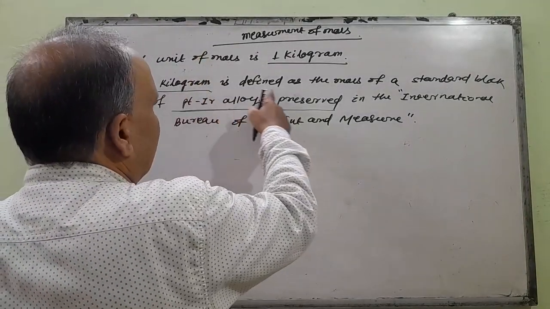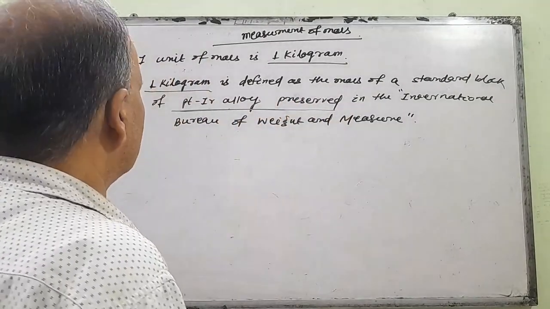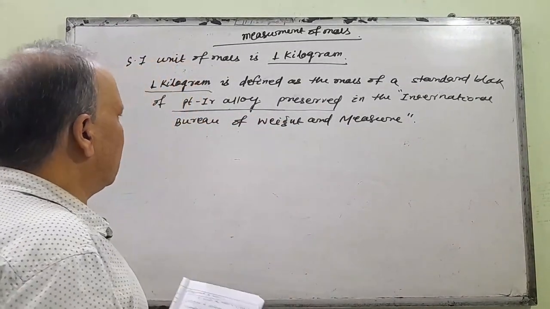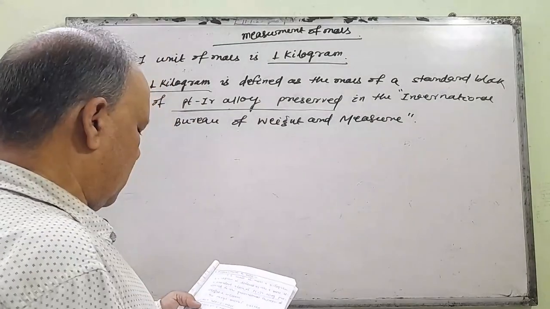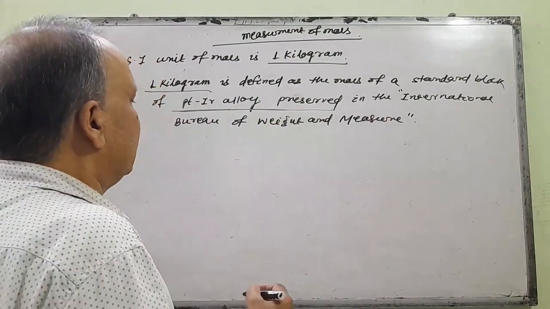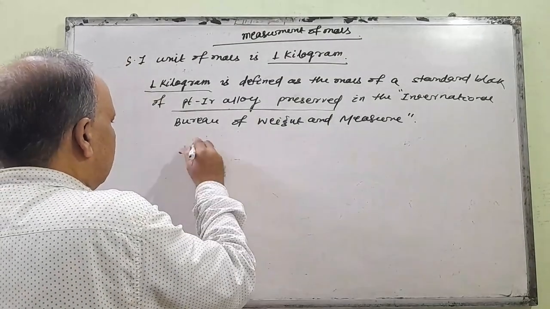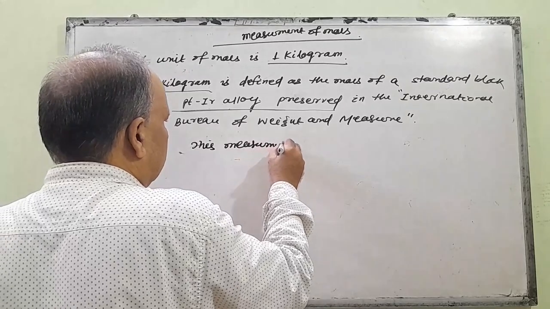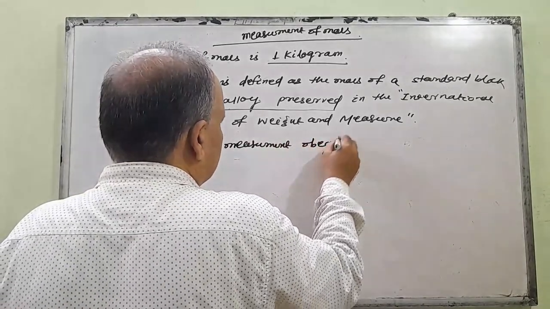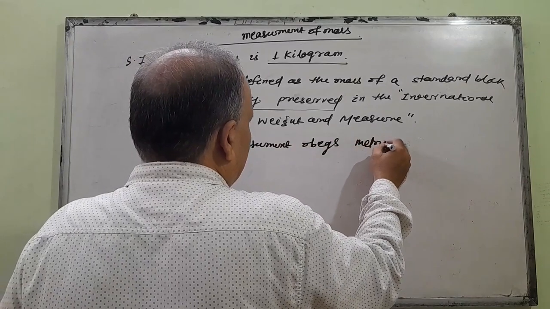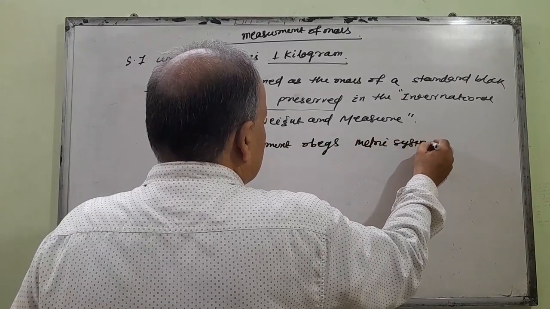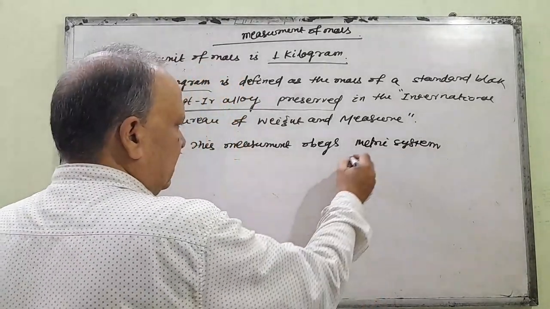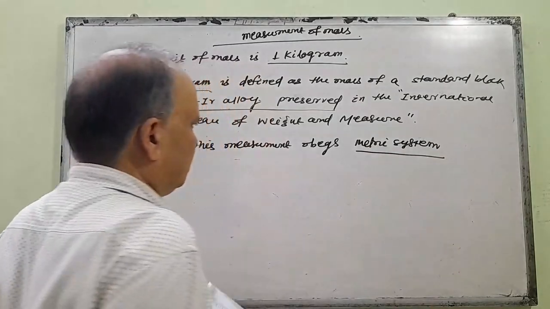1 kilogram is defined as the mass of a standard block of platinum and iridium alloy preserved in the International Bureau of Weight and Measure. And you see, it obeys the metric system. Metric system means kilogram, decagram, hectogram and microgram, like this. Power of 10, metric system.